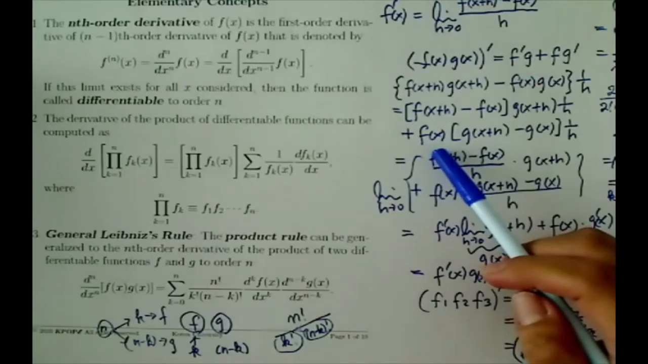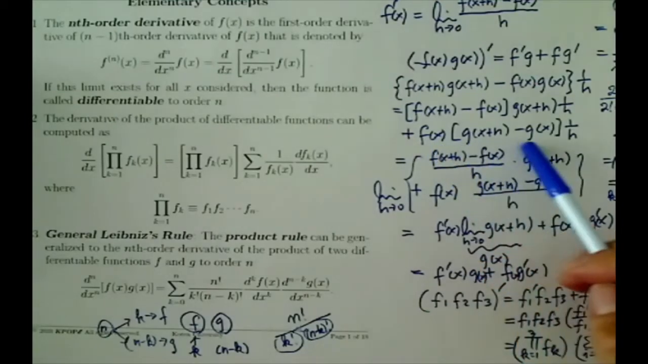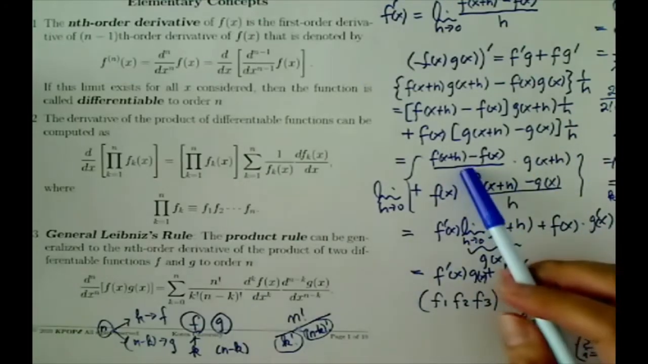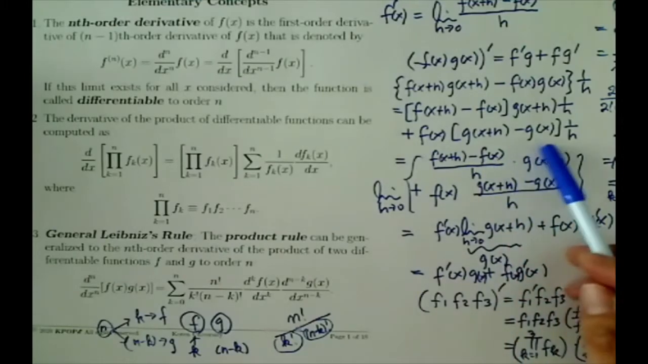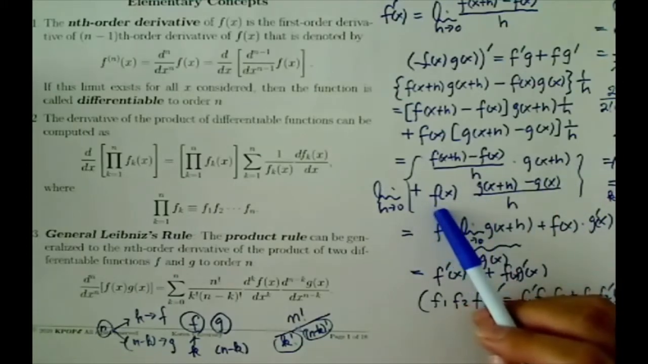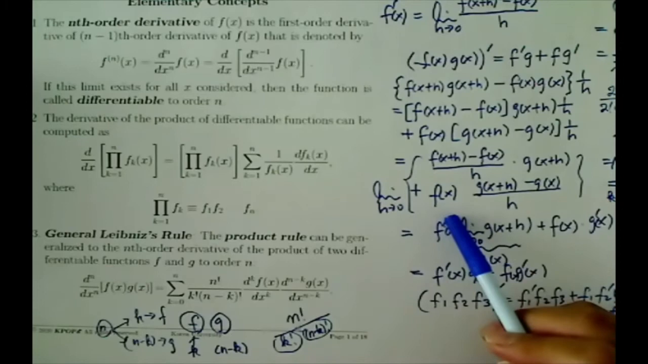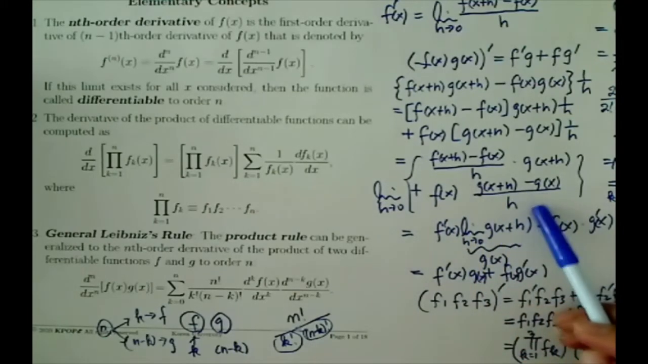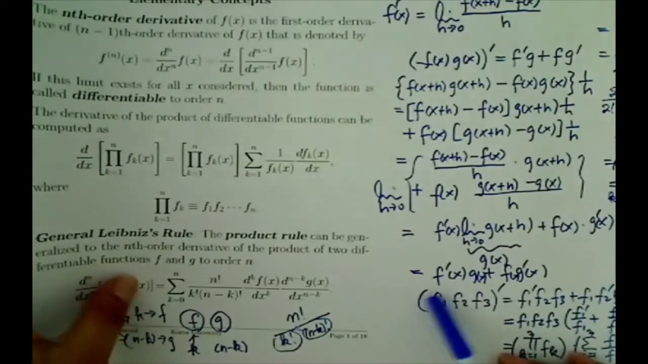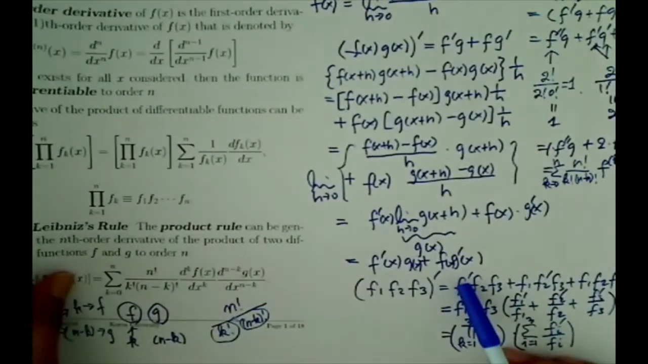The second piece, we can factor this f out, but the difference is related to g. So the first term, after multiplying 1 over h to the difference, we have the derivative of f, and g of x plus h approaches g of x. The second piece, f remains the same, but g has the difference divided by h. After taking the limit h goes to 0, we find that f prime g plus f g prime.